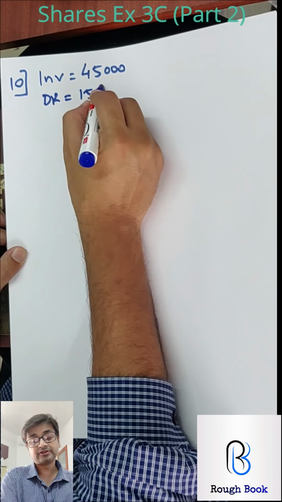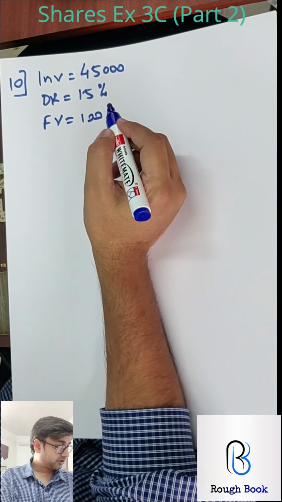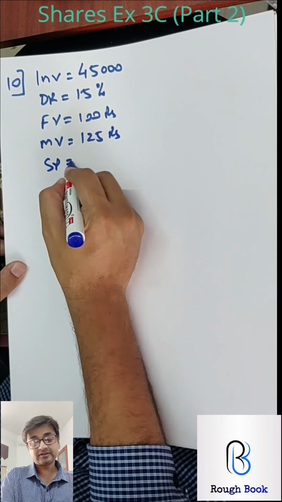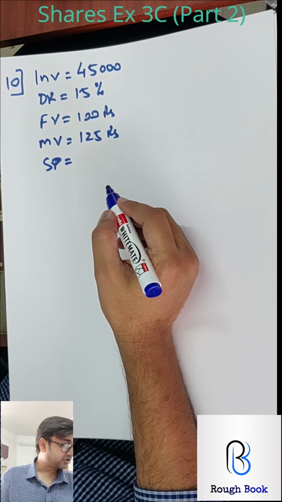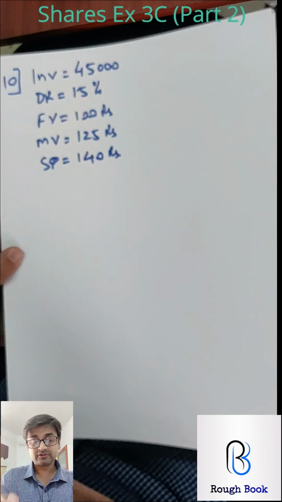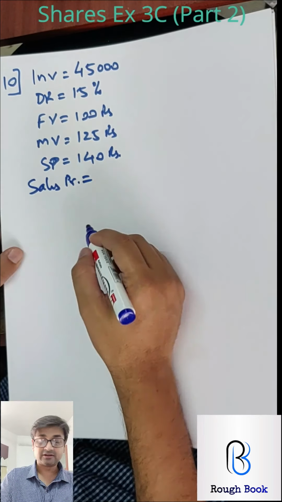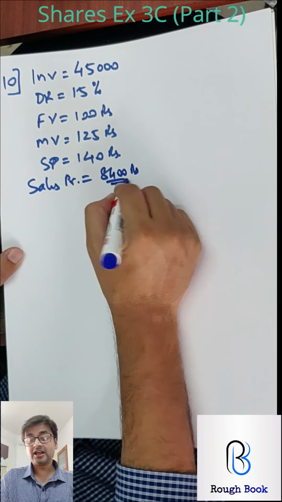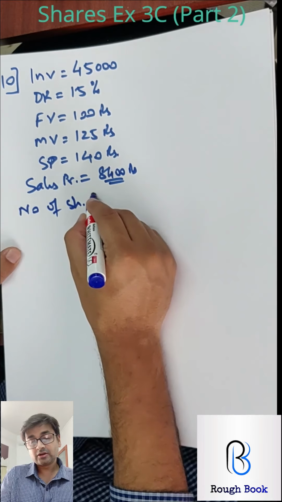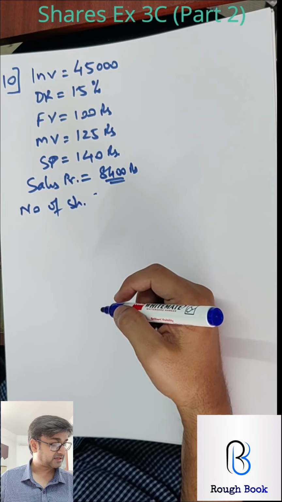Further 15%, so dividend rate 15%. Face value 100 rupees. Quoted at 125, so market value 125. Selling price, when the MV of these shares rose to rupees 140. So when the MV rose to rupees 140, he sold some shares, and the amount that he got, that is sale proceeds, is given to you. You don't have to calculate it, as 8,400. So this will help you to understand the number of shares sold. So number of shares originally we'll find first, and then we'll find the number of shares sold. So we'll come to know how many shares are still left with him.